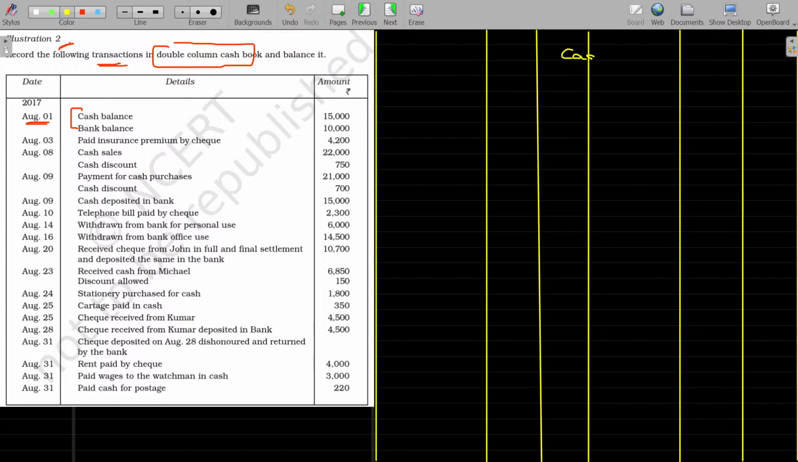Cash book. And of course, the left hand side is receipts and the right hand side is payments. One column is for bank, another column is for cash. Receipts in cash, receipts in bank. Bank and cash.